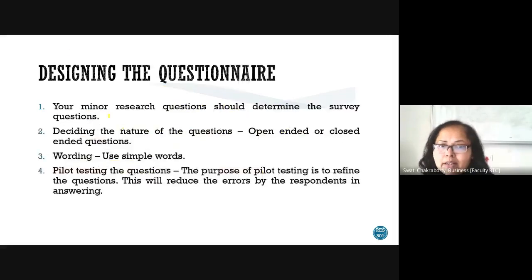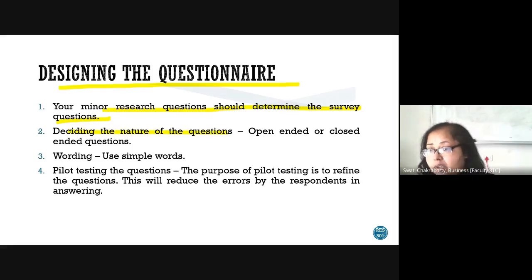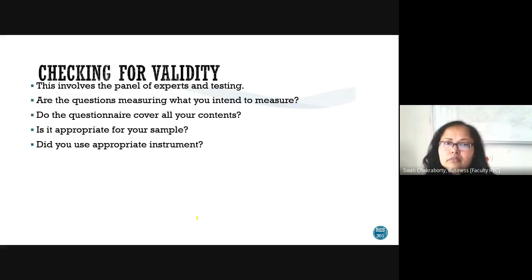Your minor research questions should determine the survey questions, deciding the nature of the questions. That is, when we are talking about a questionnaire, it could be open-ended or close-ended. Wording should be very simple. There should be pilot testing done on the questionnaire, right, to actually refine the questions and reduce errors also.